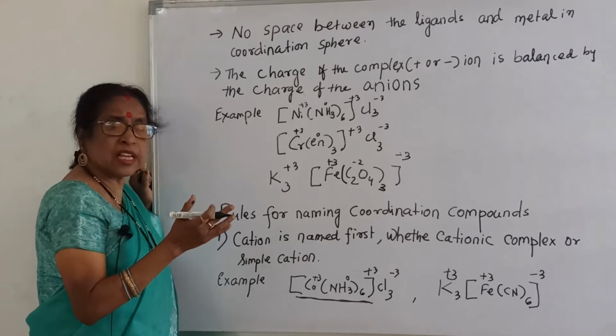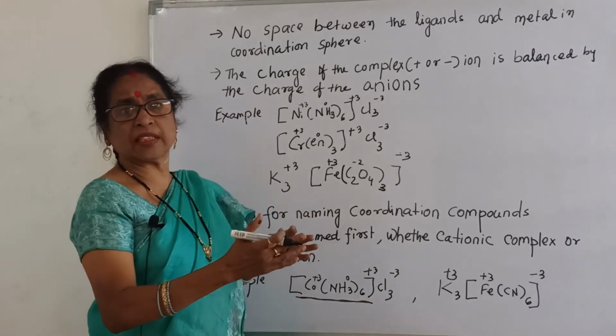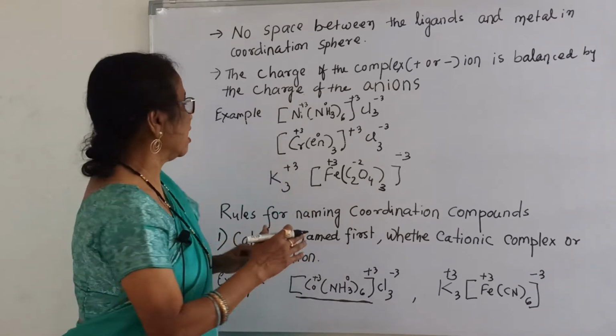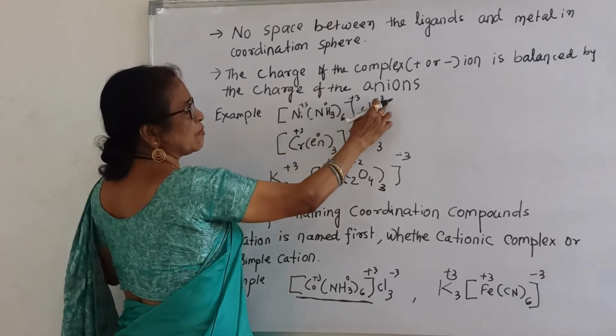If it is plus, that is a cationic complex. If it is minus, then it is an anionic complex. The charge of the complex ions should be balanced by the counter ions. Let us see here nickel, here plus 3, that is balanced by minus 3.